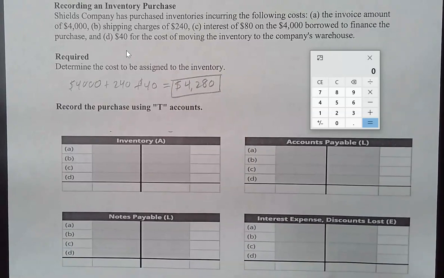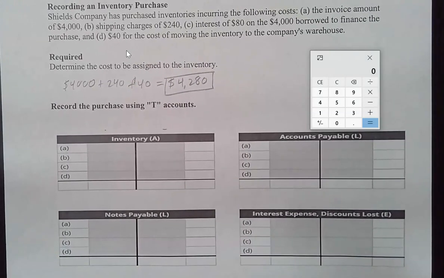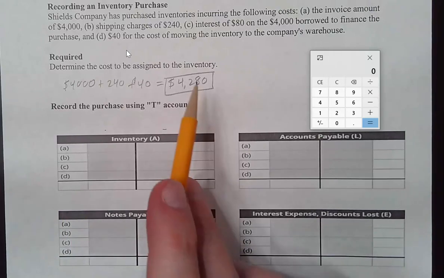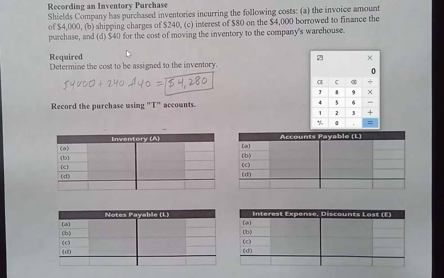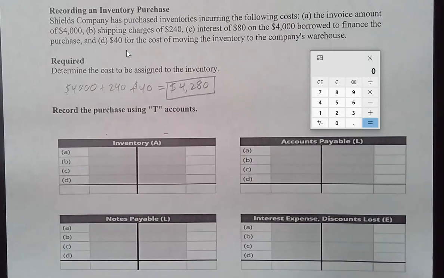All right. And then we have some T accounts down here. So they've got these labeled A, B, C, and D. They don't want us to just plot this 4,280, it doesn't look like anyway. So what we want to say is that we purchased, looks like, let's see here. Purchased, okay.